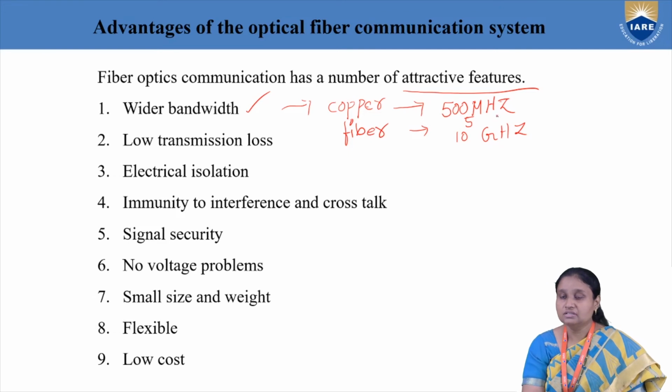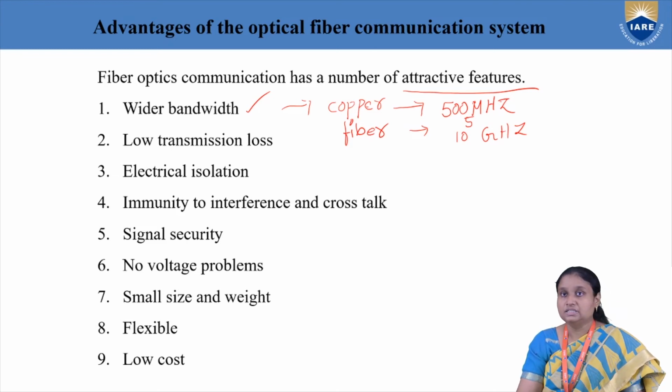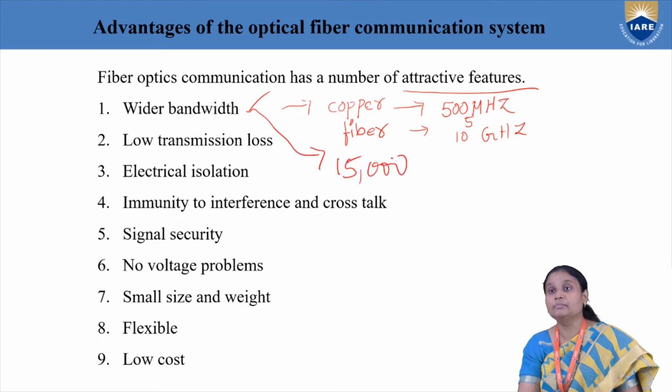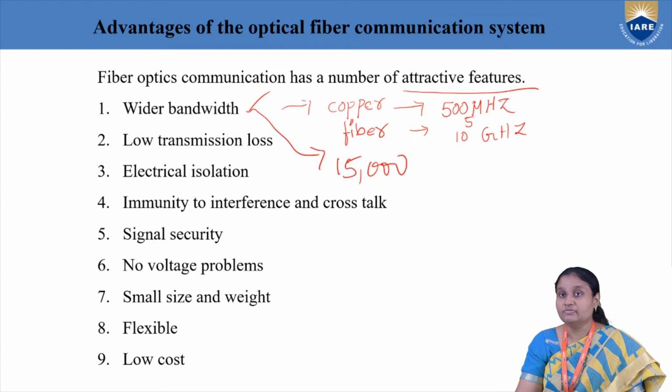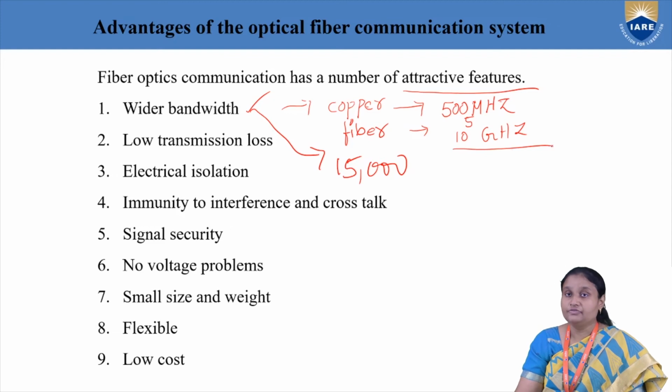So what is our bandwidth? Range of frequency. Here the range of frequency is very high. What do you mean by having wider bandwidth? It means that at a time I can send many optical signals. We can send around 15,000 independent optical signals simultaneously through the optical fibers. We can send a large number of independent signals, and it is possible to send around 15,000 independent light signals. That is nothing but having wider bandwidth. So this is the first attractive feature of fiber optic communication.